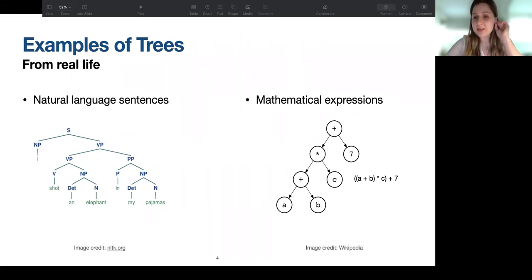Another nice example of when a tree might be useful is the representation of mathematical expressions. So here you see that we have an expression which is basically a sum of two parts, and the first part is the product of two parts, and the first part of the product is the sum of two parts again. And this can be nicely represented with a tree where each node has two children, or no children if it's a leaf.